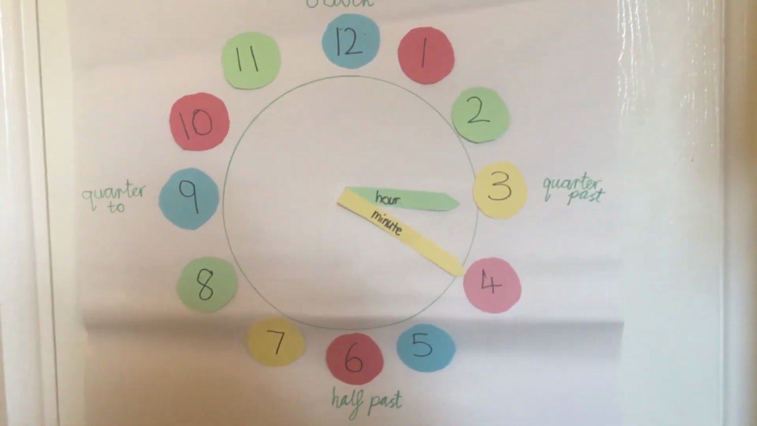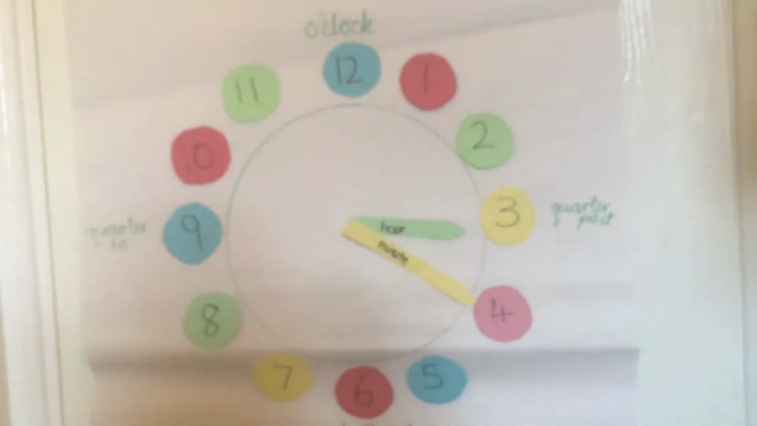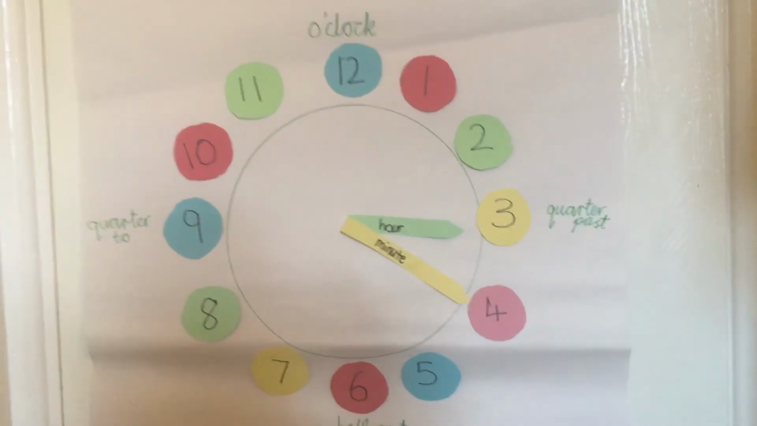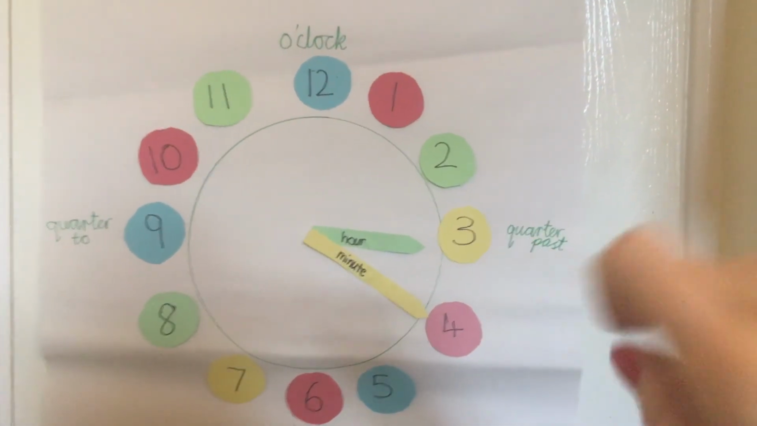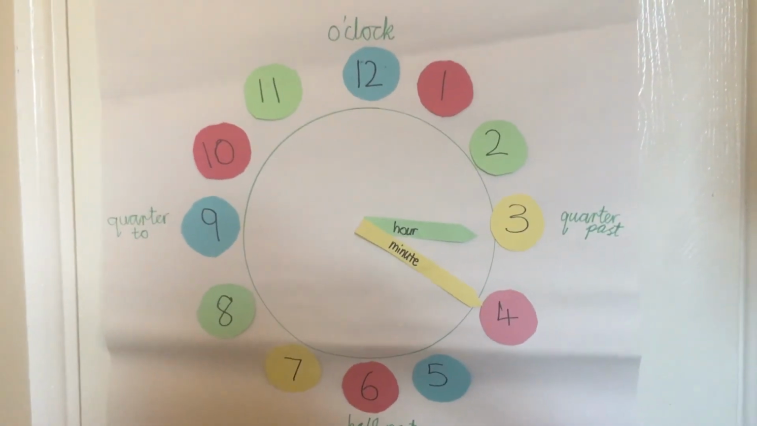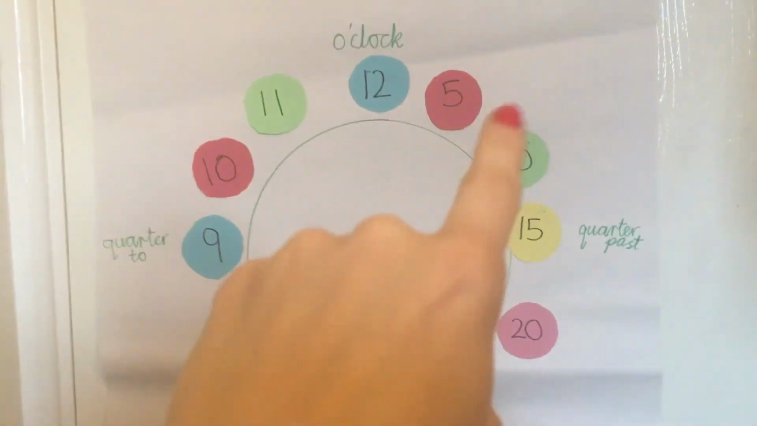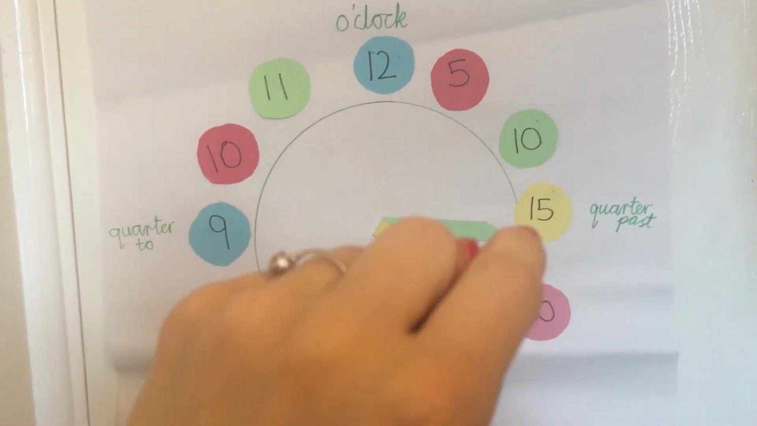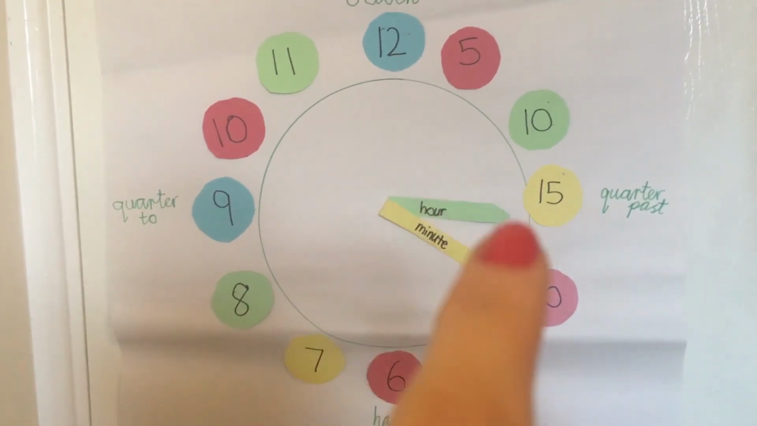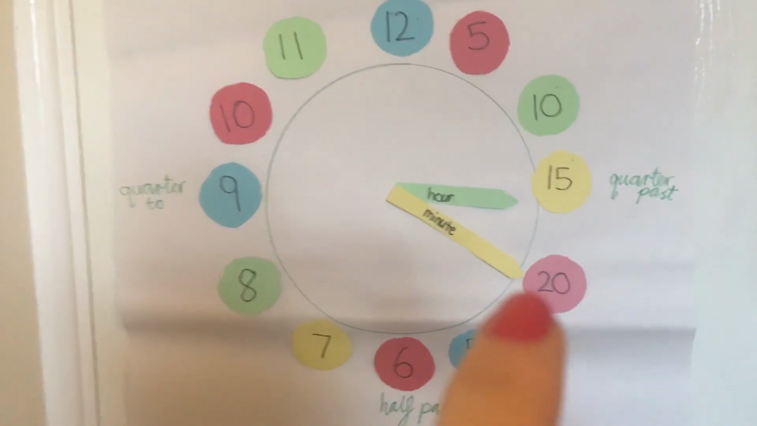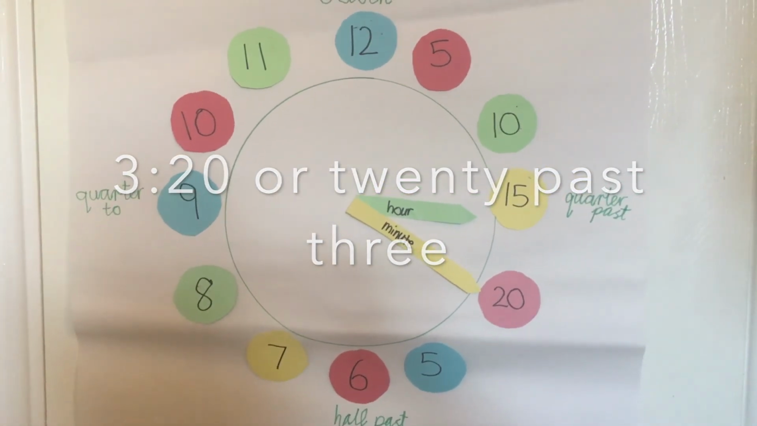Okay, so I've got this one now. Oh dear, this looks trickier. So what we're going to do is look at our hour hand first. What is it pointing to the closest? It is pointing to the 3. So I know that it's going to be 3 something. Now let's look at our minute hand. So counting in intervals of 5, 5, 10, 15, 20. So we know that the hour was 3 and the minutes are 20. So it's going to be 3:20 or 20 past 3.